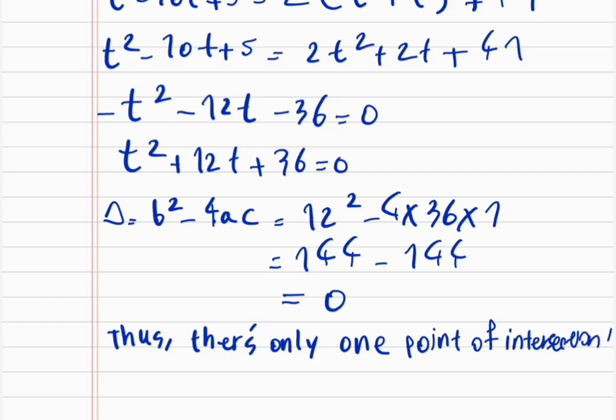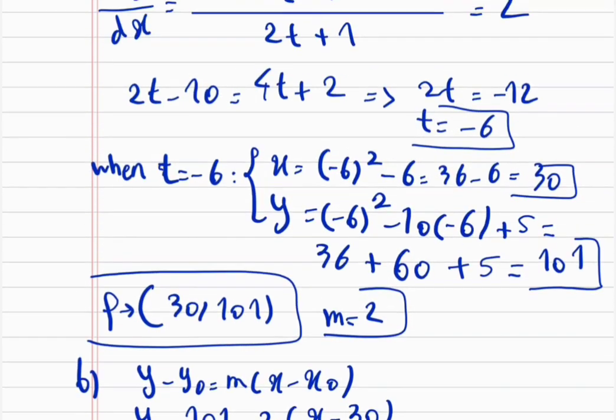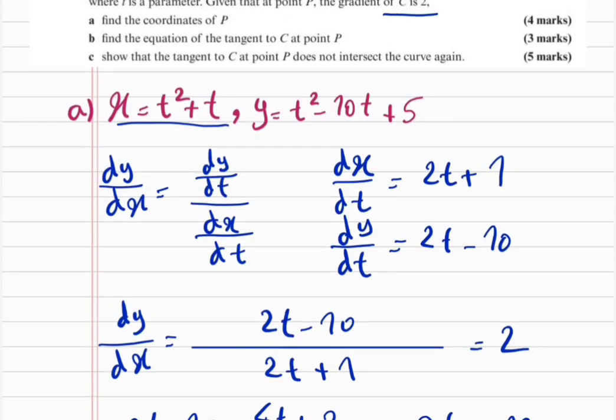And that's exactly what we wanted, right? So we wanted to show that the discriminant is 0. Therefore, there is only one point of intersection. So we have proved what we were asked to do in part C.